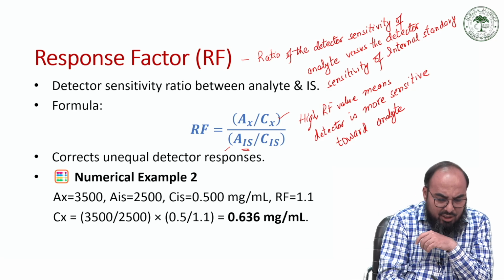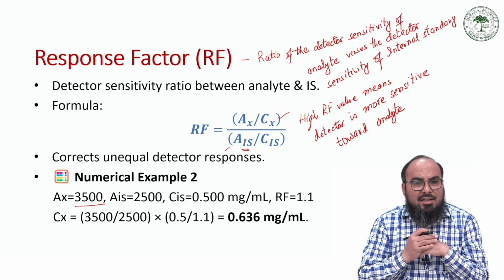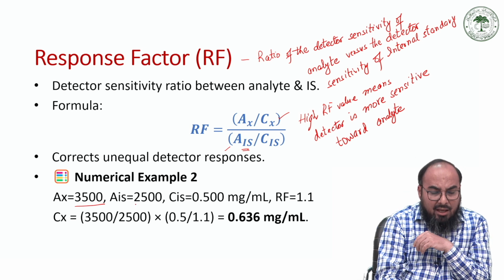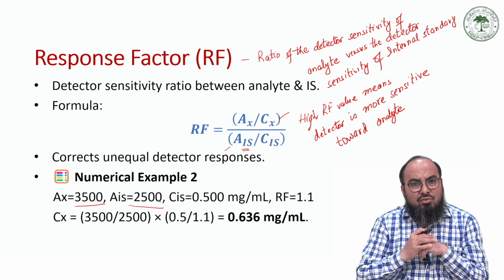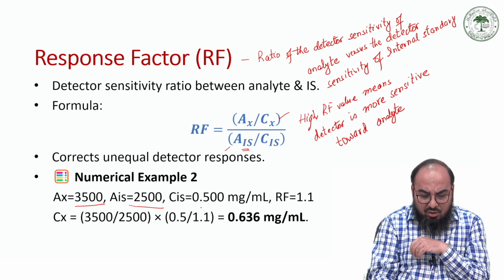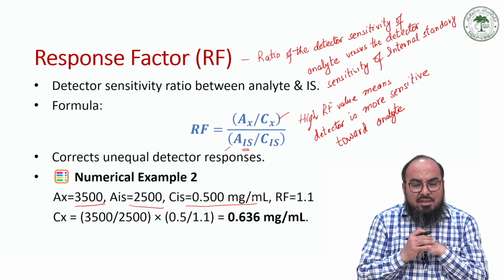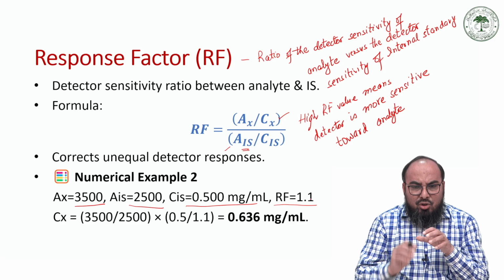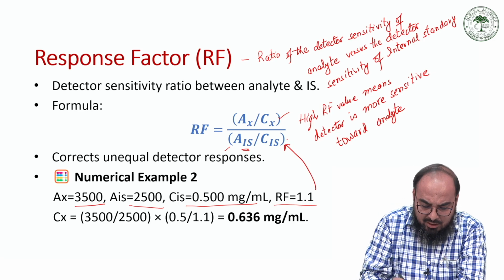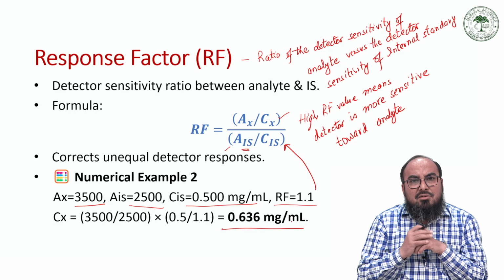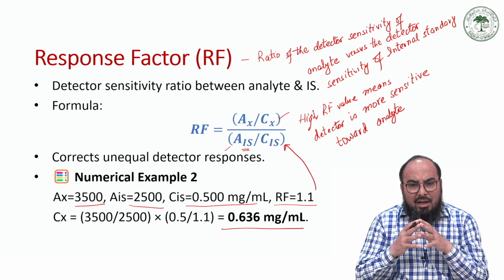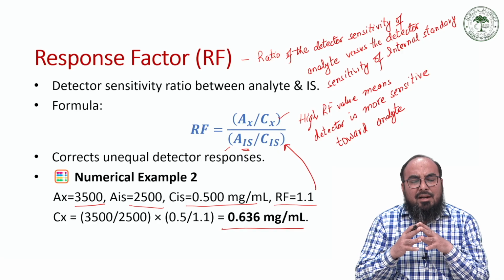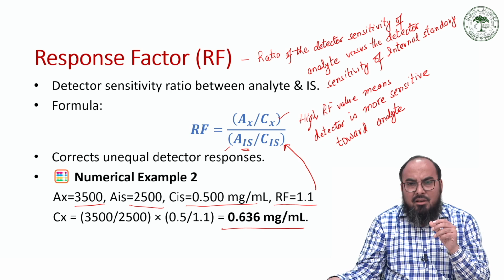For example, if the area under the peak of an analyte is 3500 and the area under the peak of internal standard is 2500, similarly the concentration of internal standard is this and the response factor is given to be 1.1, then you can put all these values in this equation and you can get the concentration of your analyte. So this is how the response factor helps in getting good quantitative data from the GC chromatogram.